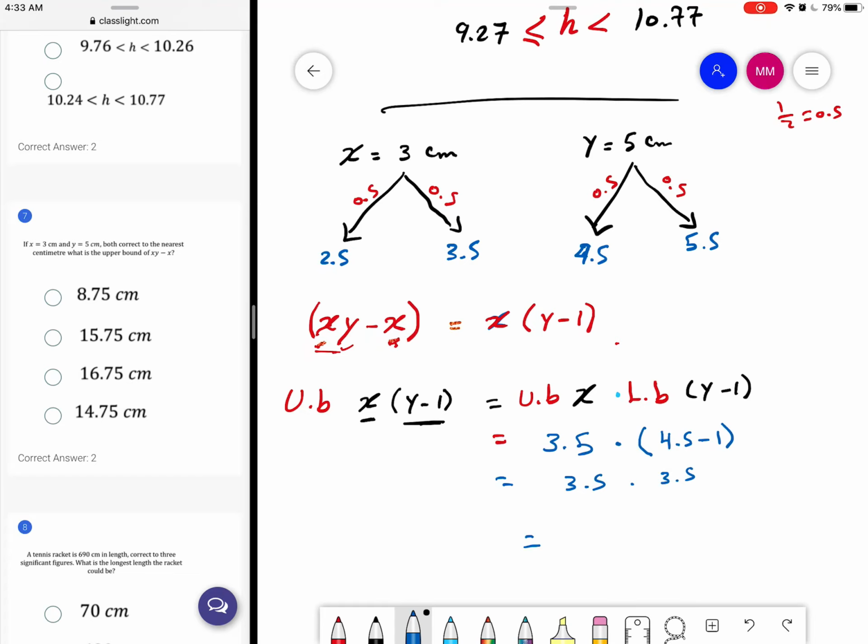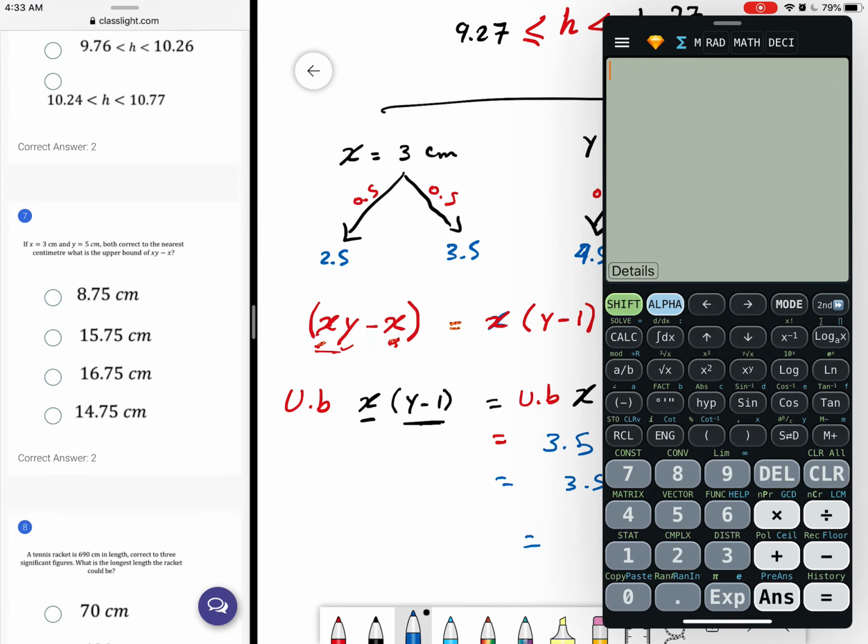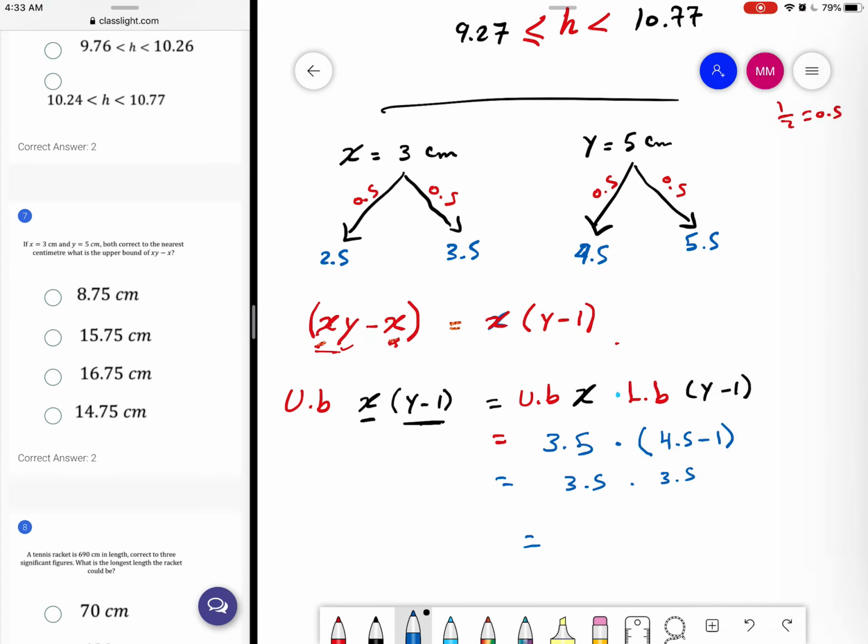3.5. So 3.5 multiplied by 3.5, 12.25. No, it's a mistake. So it's the upper bound of x multiplied by... why did we choose the lower bound? Well, yes, here is a mistake. It's a multiplication, and the multiplication is upper bound multiplied by upper bound. Upper bound multiplied by upper bound.